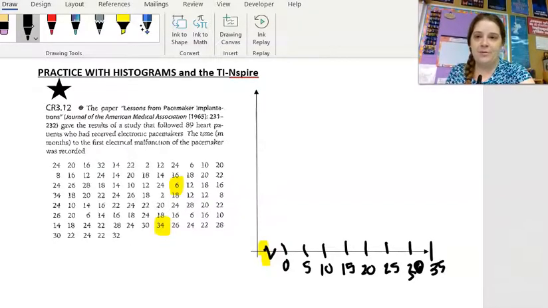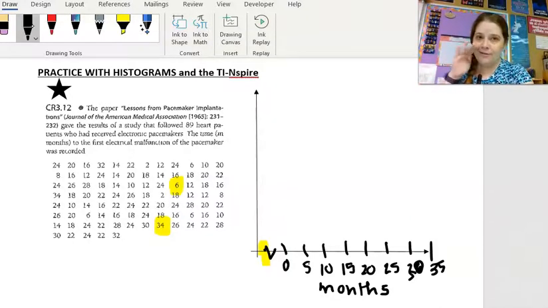And I'm going to label this as the time in months to the first malfunction. All right, so this is months. And then the second thing I'm going to do is go through and figure out how many I have of each of these.